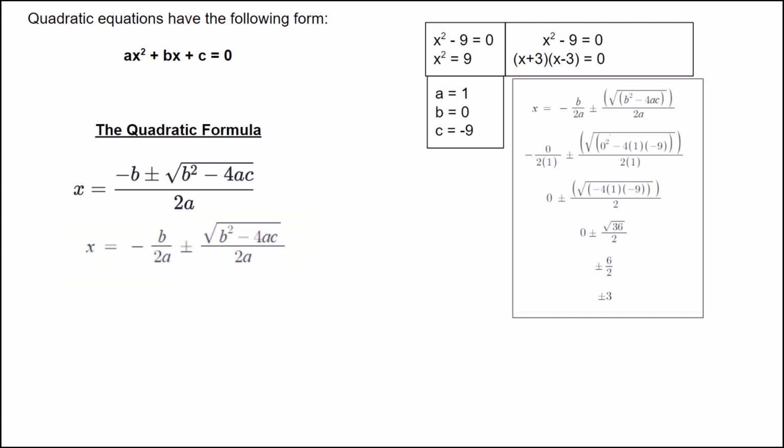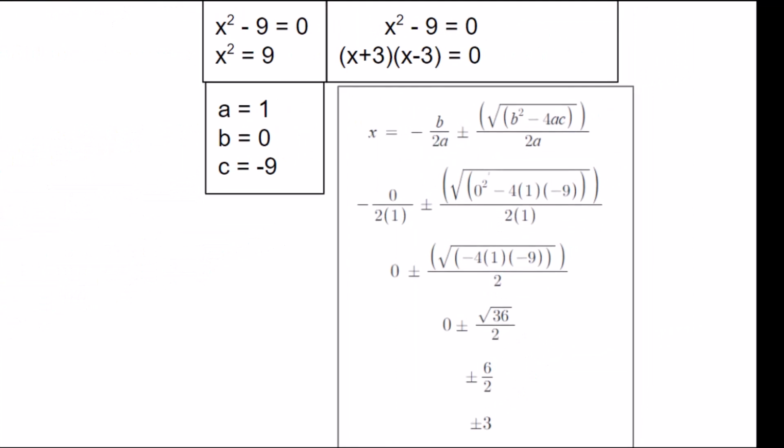Let's use this on a problem that we previously solved by factoring. We have x squared minus 9. In a previous section, we solved this by factoring it into x plus 3 times x minus 3. And we can see from that the values of x that satisfy this equation are plus 3 and negative 3. However, to illustrate a point, let's solve it using the quadratic equation and see if we get the same answer.